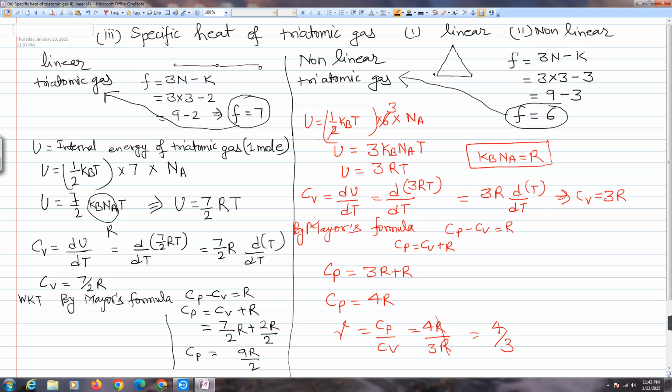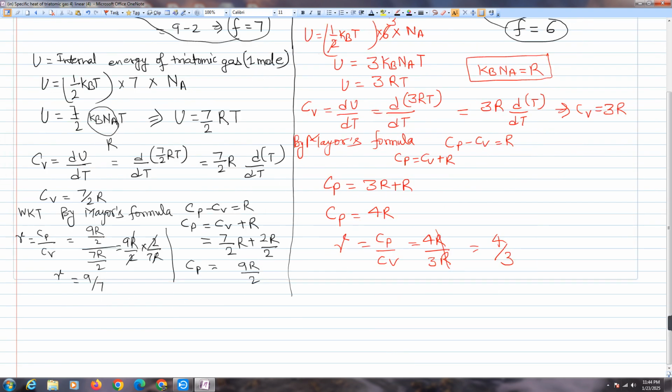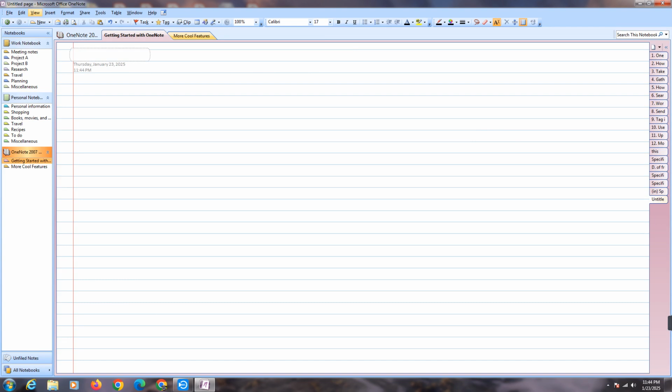So if we are going to find the value of gamma, it can be written as Cp upon Cv. The value of Cp is 9R by 2 divided by 7R by 2, and 9R by 2 multiplied by 2 by 7R. 2 cancels, R cancels. The value of gamma comes out 9 upon 7. After this, the next remaining part is the value of specific heat for polyatomic gases.